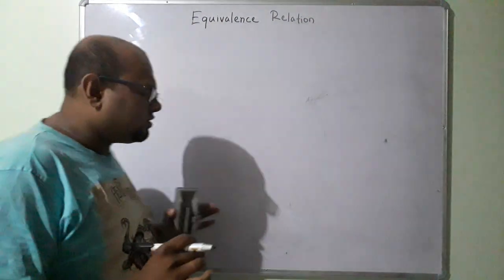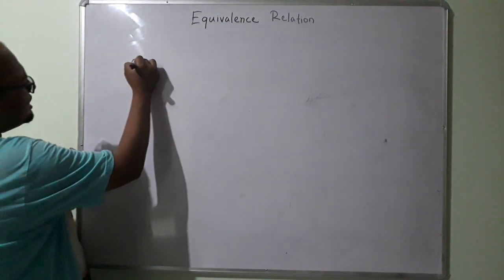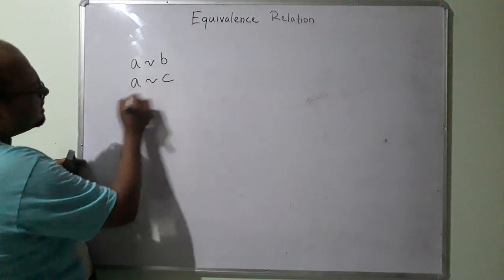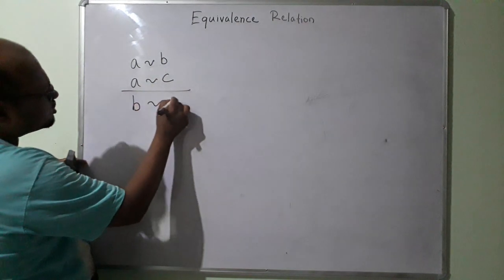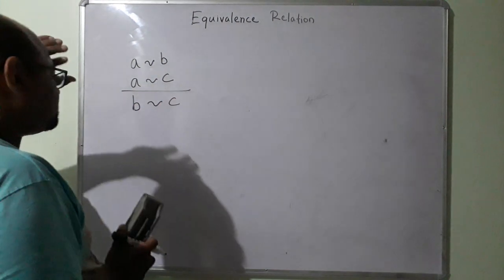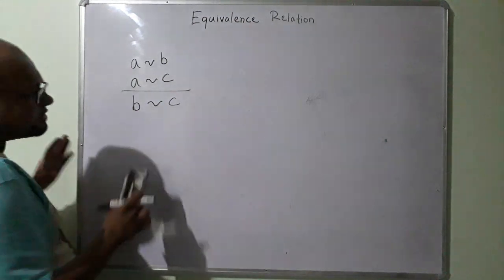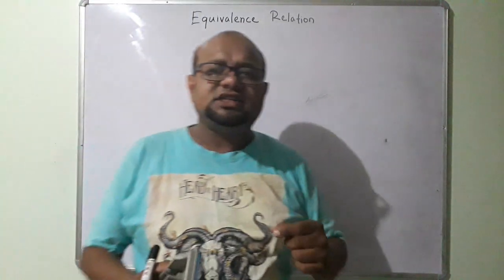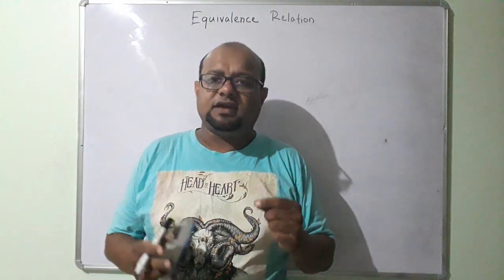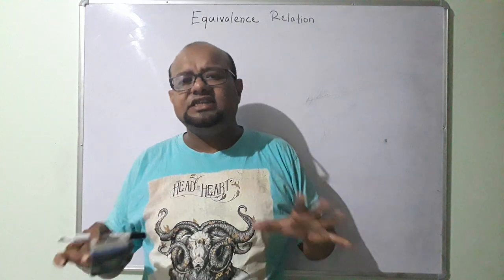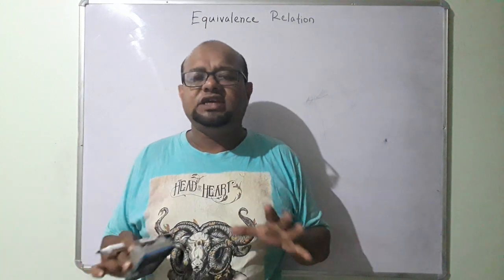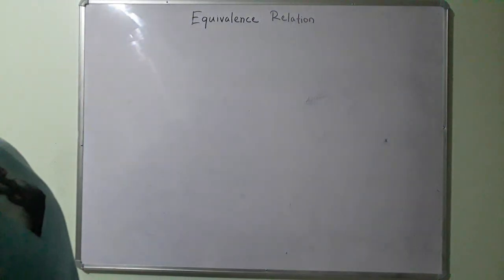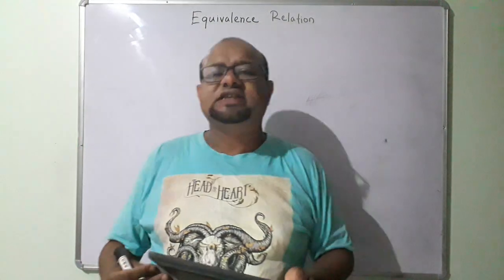Now what did we see? In the final example, we saw that A was equivalent to B and A was equivalent to C. Then we saw that B was also equivalent to C. Okay. So in other words, what I am trying to stress here is that if A is equivalent to something, then all the things that A is equivalent to will be equivalent with each other. Alright. So let us look at the definition of what is equivalence class.